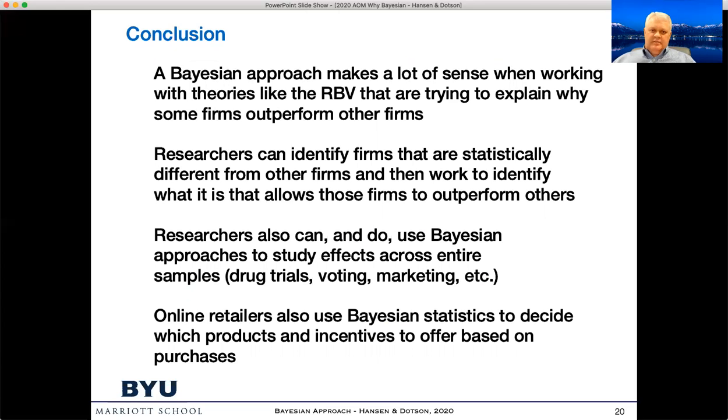Now, in conclusion, I would just say that Bayesian statistics are growing in popularity. They're used in a lot of different places. When you make a purchase online, most online retailers will suggest something else to you. They're making those suggestions based on Bayesian statistics. As you can see, we're big proponents of a Bayesian approach. It makes a lot of sense and helps to answer a lot of research questions, both for practitioners as well as for academicians.